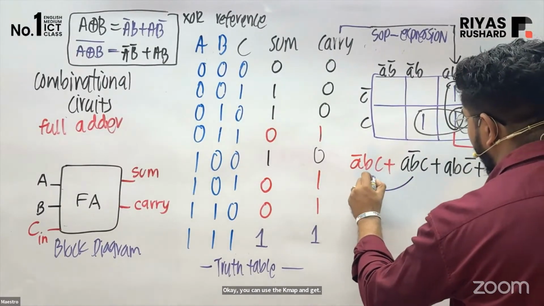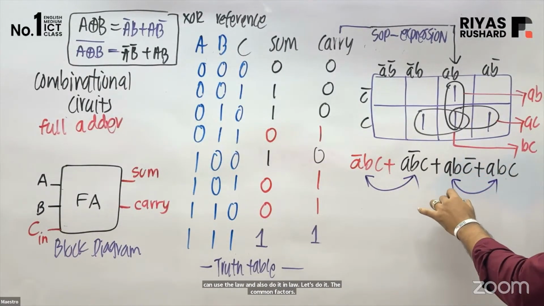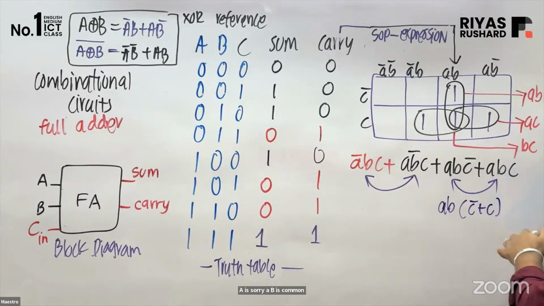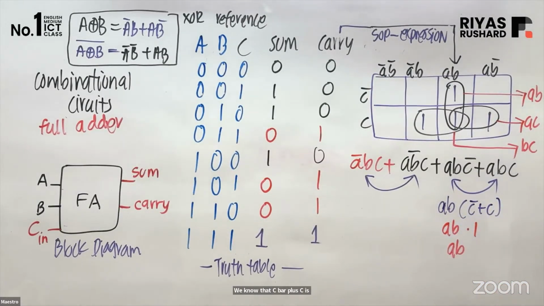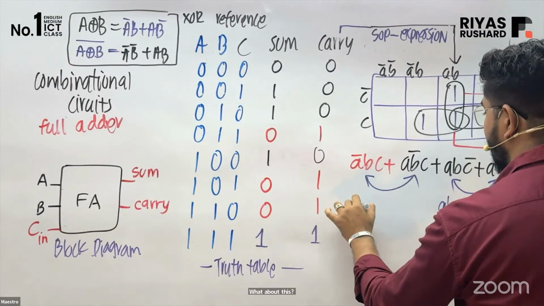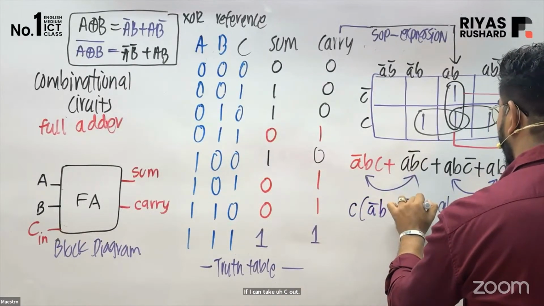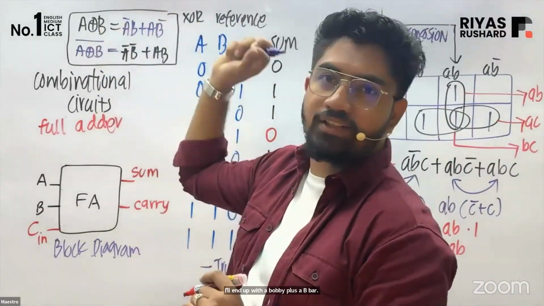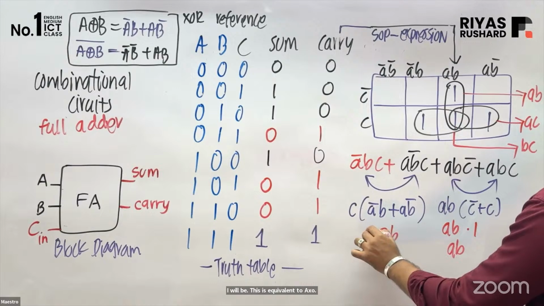In laws, let's take the common factors. What is the common factor? AB is common. C bar plus C. We know that C bar plus C is 1. So you will be ending up with AB. What about this? If I take C out, I'll end up with A bar B plus A B bar. This is equivalent to A XOR B. Therefore, I can write it as A XOR B dot C.